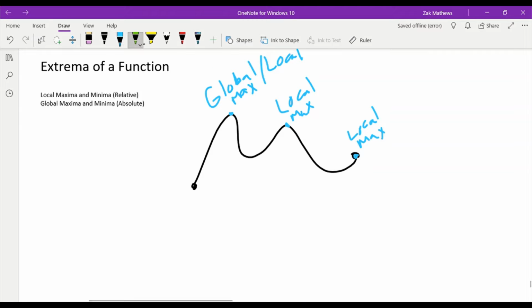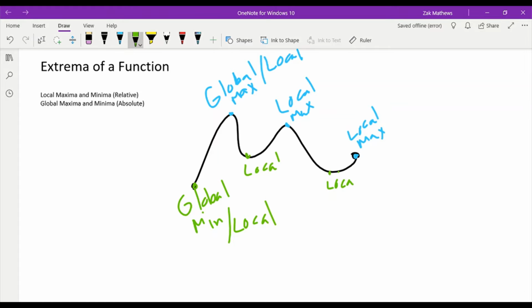Same idea with the minimums or the minima. We can have the absolute lowest, and so that would be what we call the global or the absolute. And that has to in turn be a local. And then we can have other relative or other local as well.